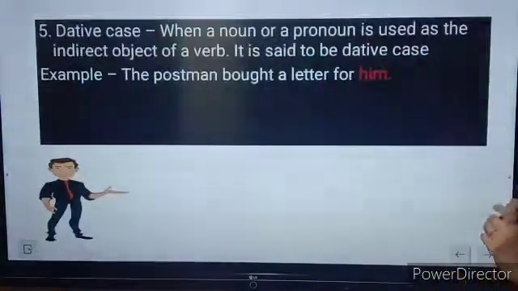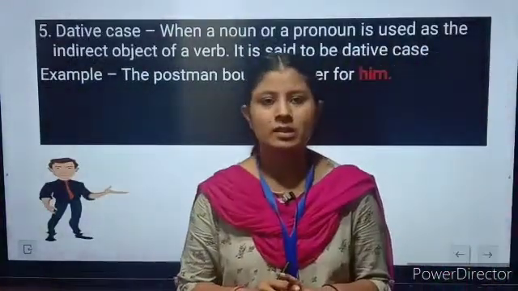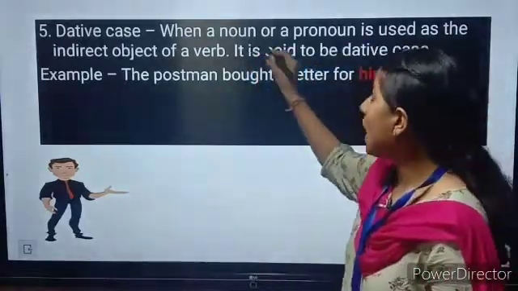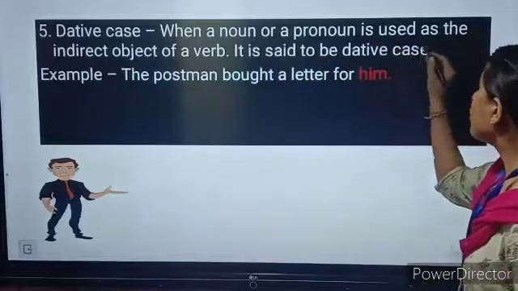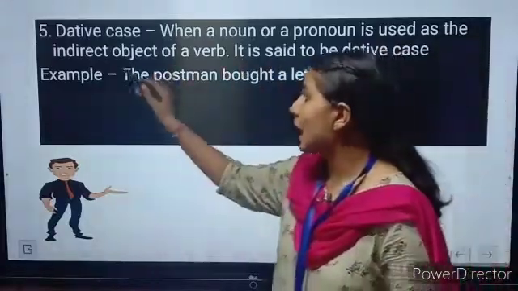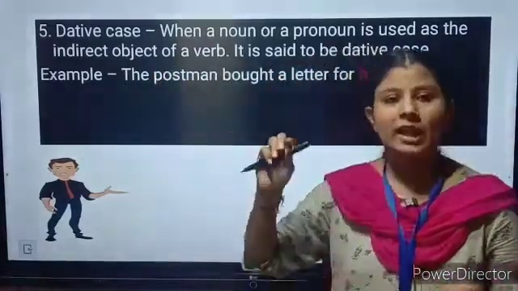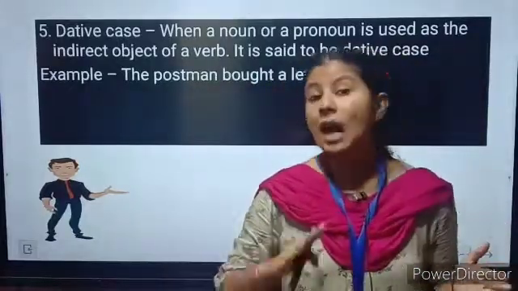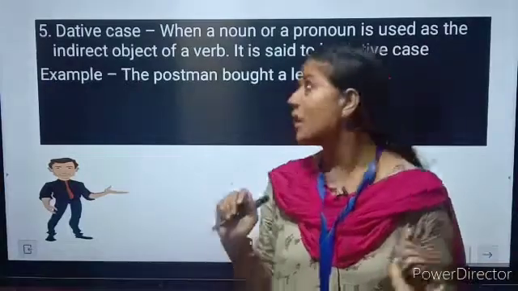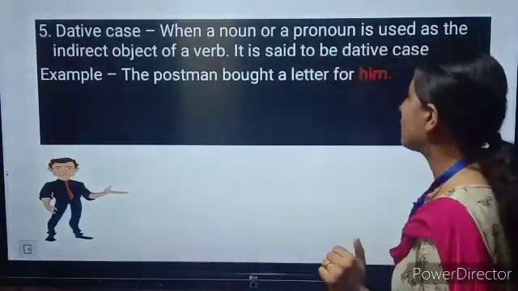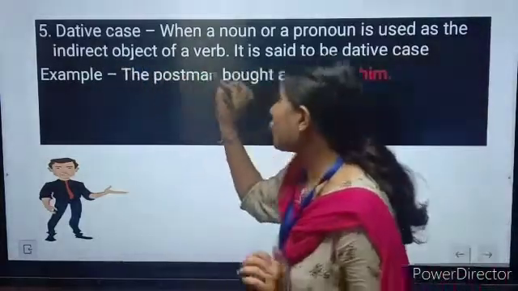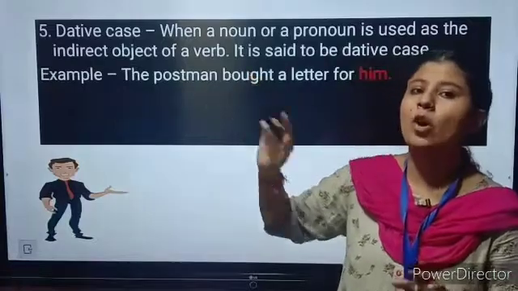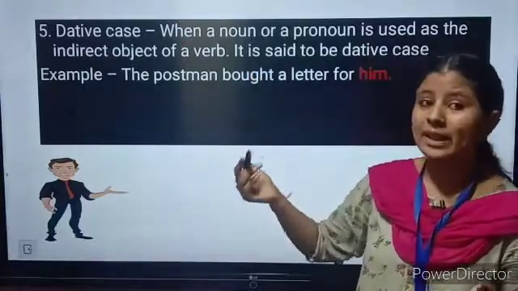Now the last case is dative case. So let's understand what is dative case. Students, when a noun or a pronoun is used as the indirect object of the verb. So maybe there are two objects in a sentence. One is direct and the other one will be called indirect. Fine. So it is said to be dative case. So if a noun or a pronoun is used as an indirect object, that case will be called a dative case. So let's understand with the example.